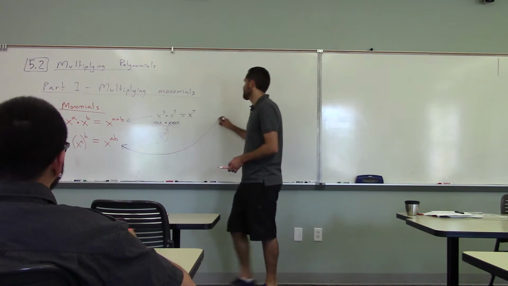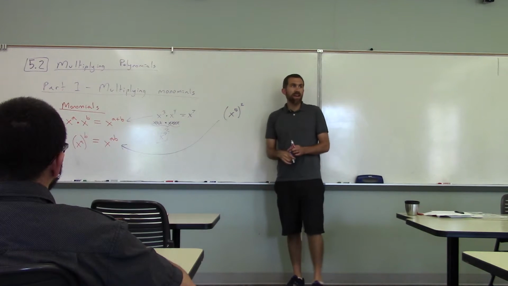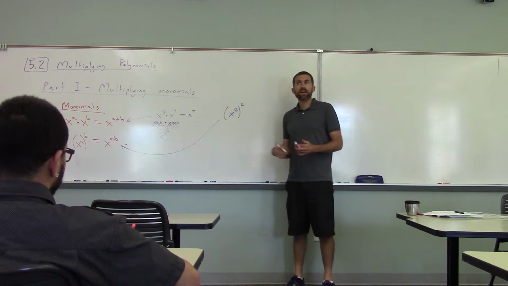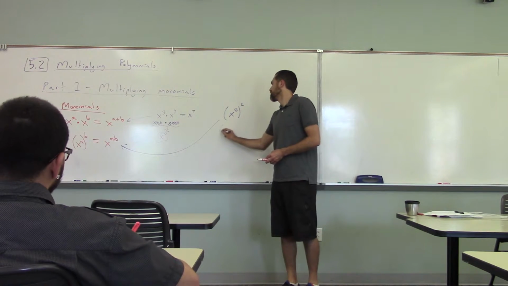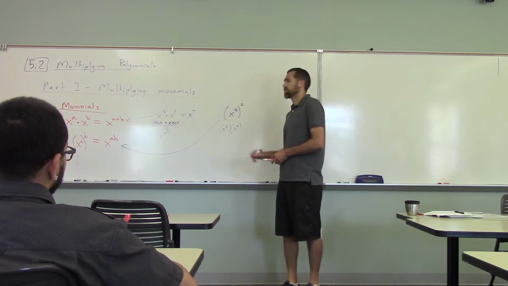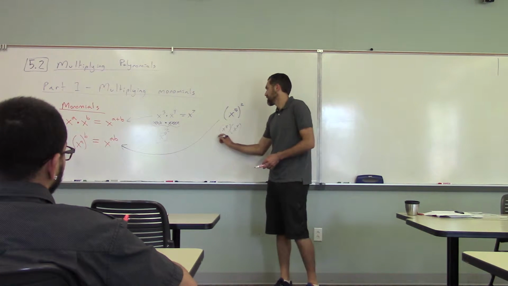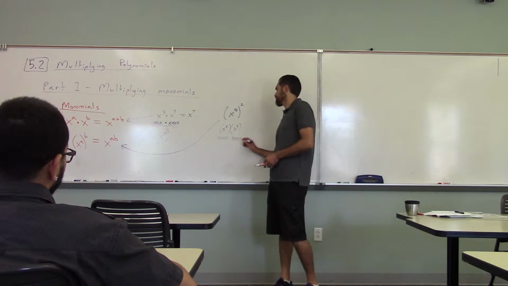Okay, and this one, similarly, there's no magic. If I have x to the 5th squared, the reason I don't add those numbers, the reason I multiply them, is because this is equal to x to the 5th times itself. So if I were to write that out, that's x times x times x times x times x, 5 of them, times x times x times x times x times x, 5 of them.